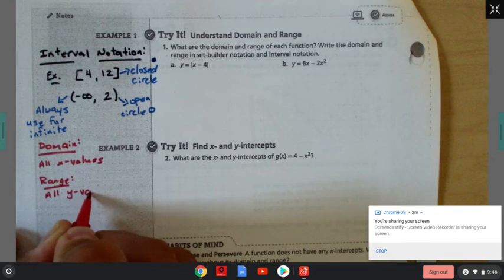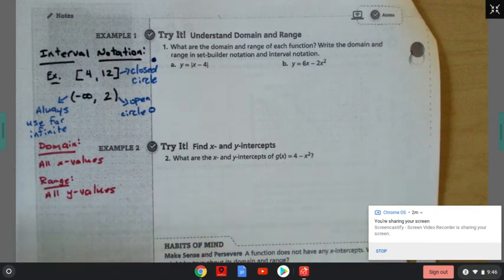And if you remember, on an ordered pair, x values come first and y values come second. So all the first numbers are the x's, all the second numbers are the y's. So all the first numbers are the domain, all the second numbers are the range. So that will take care of the first problem, first example, which we're going to do right now.